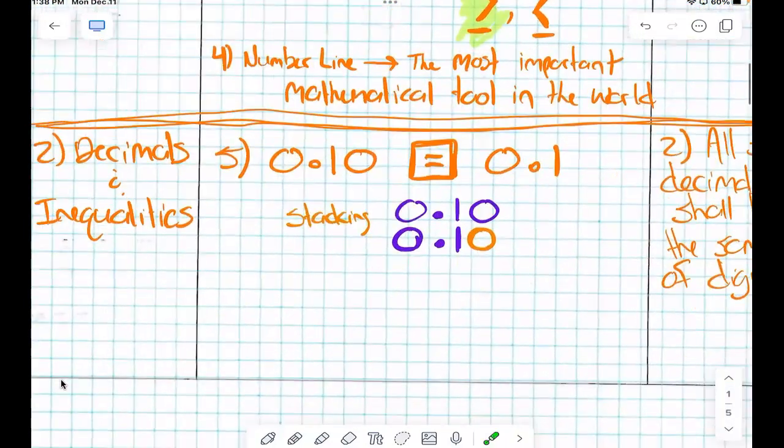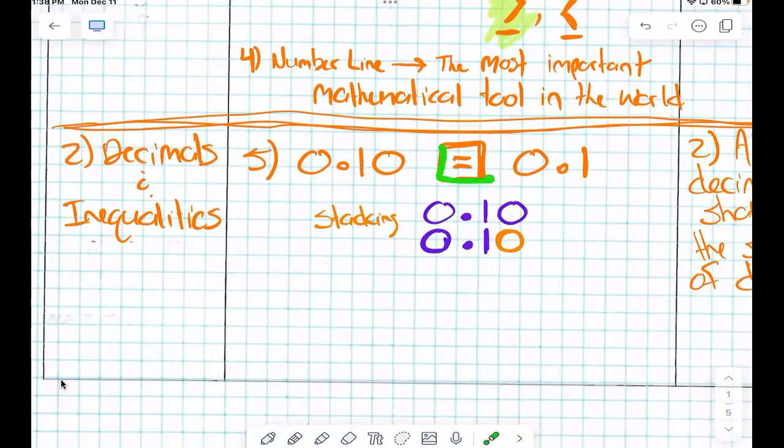Number lines, you know it's an important tool. Here we go. This number and this number are equal, yes? Yes. However, this looks like 10 hundredths and this looks like 1/10, right? Yes. If I stack these, in other words, put them on top of one another, what do I have to make sure I line up?